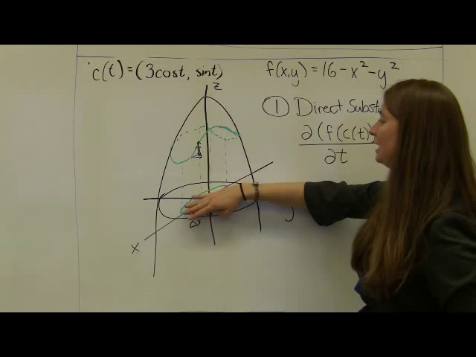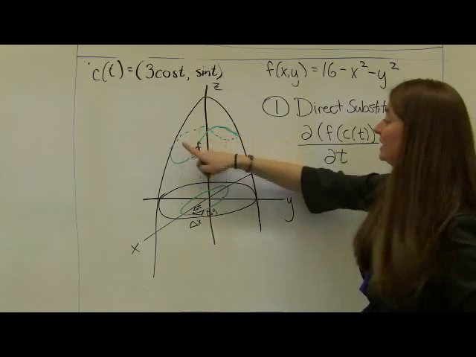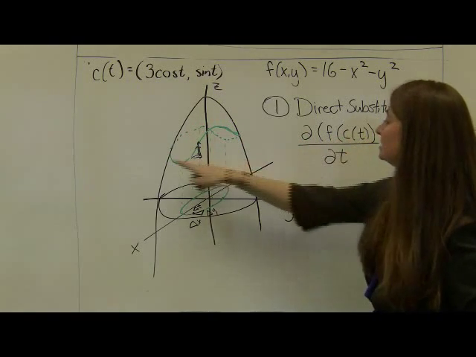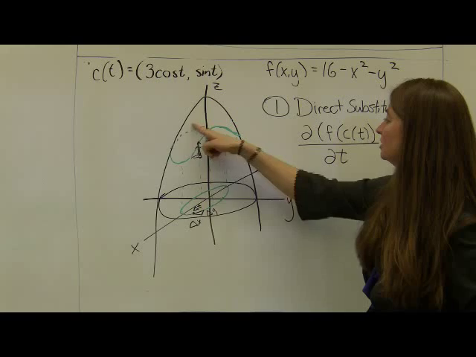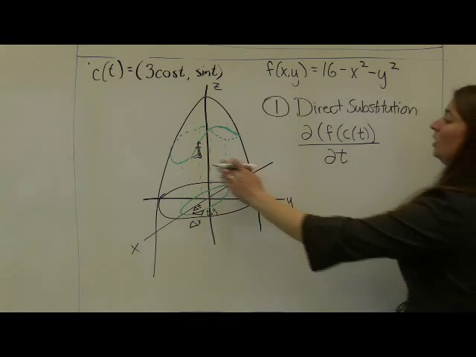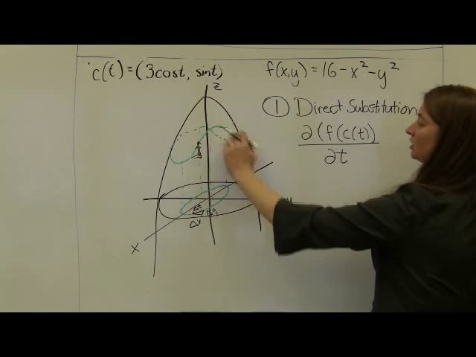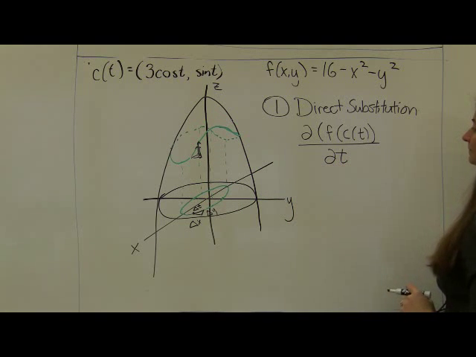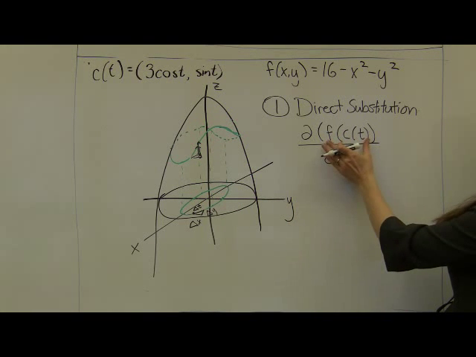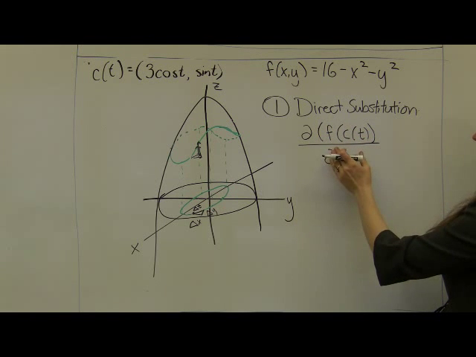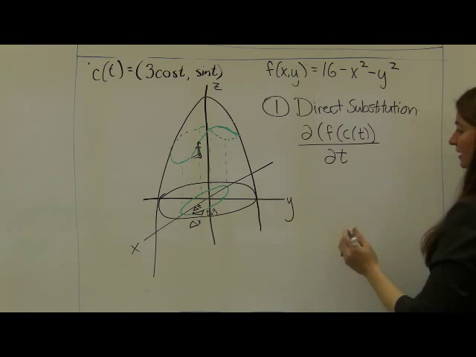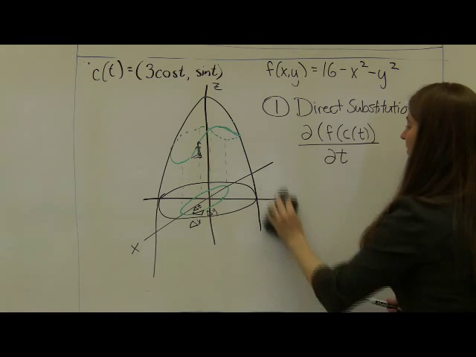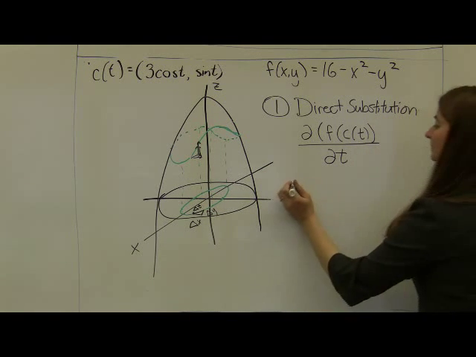This is what I'm trying to find out, because f of c of t is exactly taking this green path and plugging it into my mountainside, and f of c of t is going to be this curvy path up here in 3 dimensions. And I want to know what's the derivative of the height of this curvy path with respect to time. So let's just take it step by step. f of c of t, that's a composition of these two functions, and I can go ahead and solve for that. So I'm going to give myself a little more space.